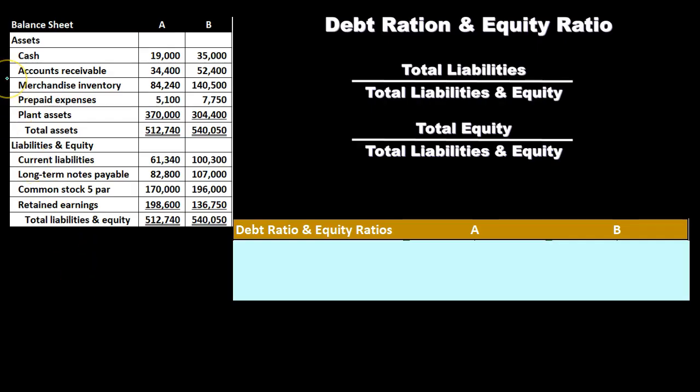Let's take a look at an example. Here's going to be our data. All we need is the balance sheet in order to do this calculation. We got the assets, liabilities, and equity, and we're going to do this for A and B. These are going to be two sets of data. We can think of them as two different companies.